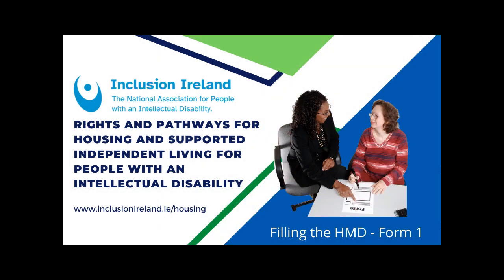When you apply for social housing, it is important to give as much detailed information as possible. This will not only ensure that you get the right home for you, but it will also highlight that you may be entitled to higher priority on the waiting list.